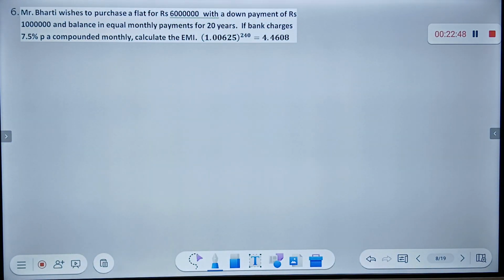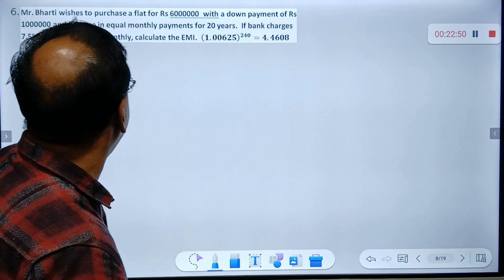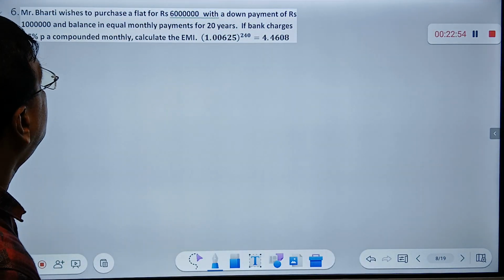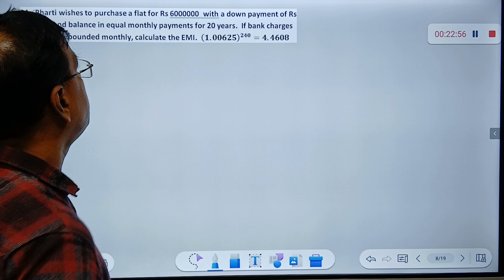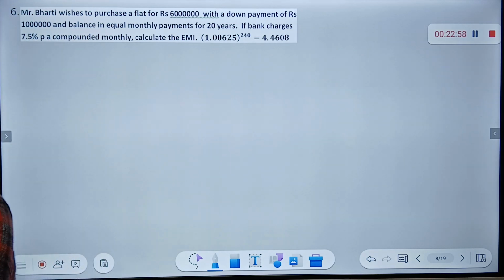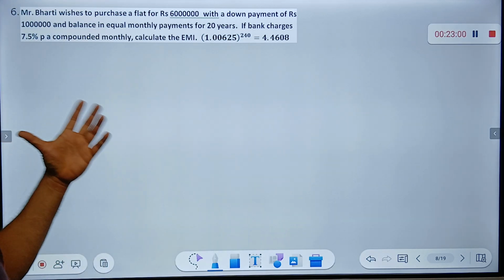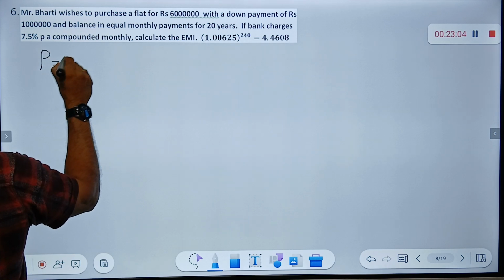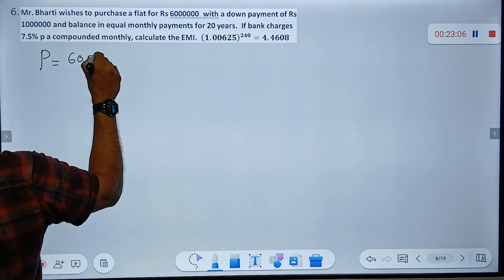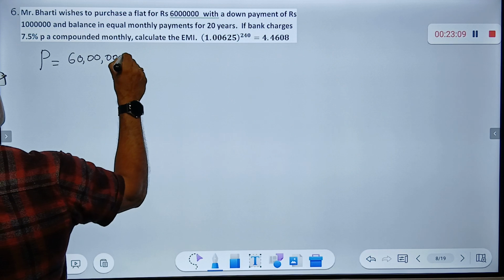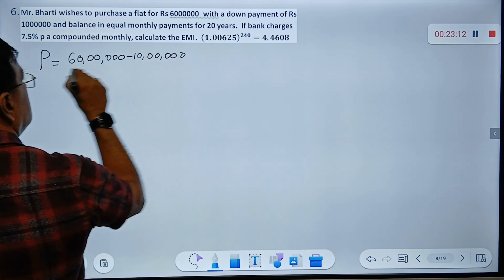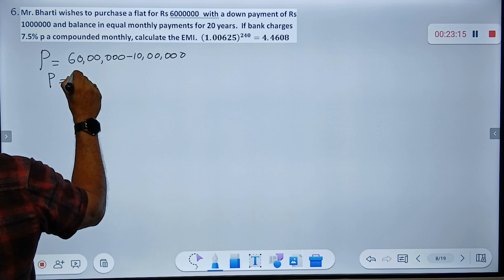Now let's come back to the next question. Mr. Bharati wishes to purchase a flat for 60 lakhs with a down payment of 10 lakhs. So he is paying a down payment of 10 lakhs, so let's deal with that first. What is the principal? The principal will be 60 lakhs minus 10 lakhs, correct? Obviously. So the loan amount will be only for 50 lakhs.